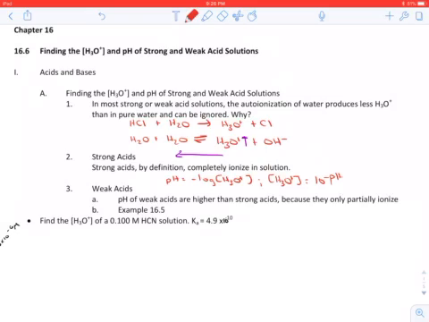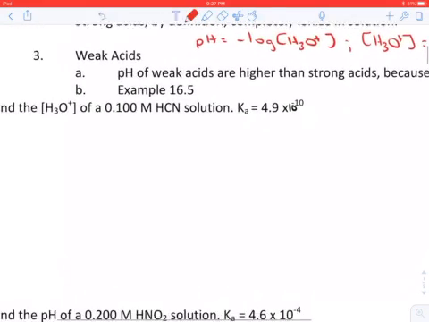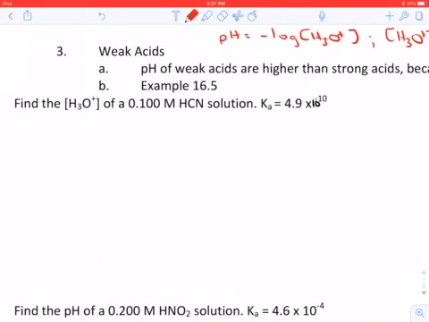So for weak acids, the pH is higher than for strong acids. Remember, the stronger an acid is, the lower the pH. That's because weak acids only partially ionize, which means we have to bring ICE charts into play. So if we look here, we have an example. It says find the hydronium ion concentration of a 0.100 molar HCN solution, and our Ka is 4.9 times 10 to the negative 10. If you're having trouble finding these Kas, there's an appendix in the back that has them, or this one was just given right in the problem.